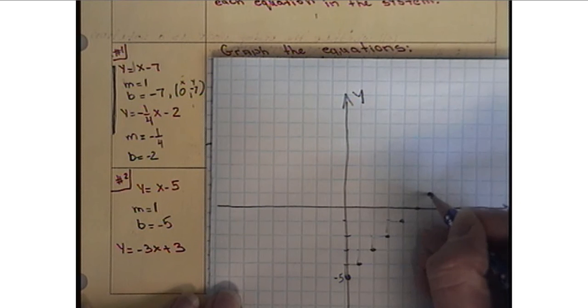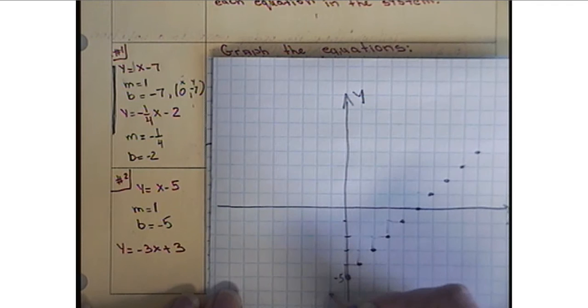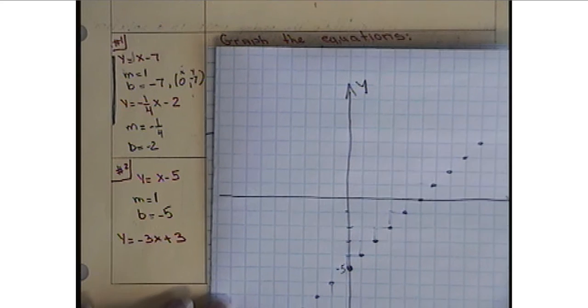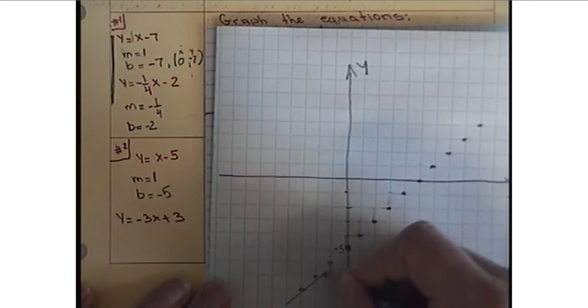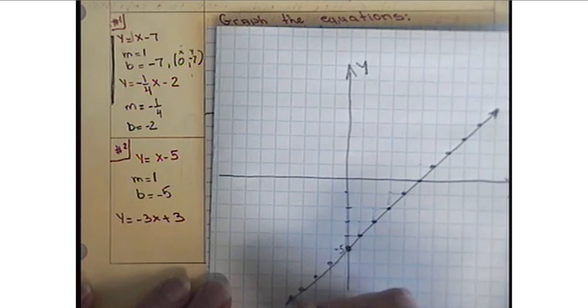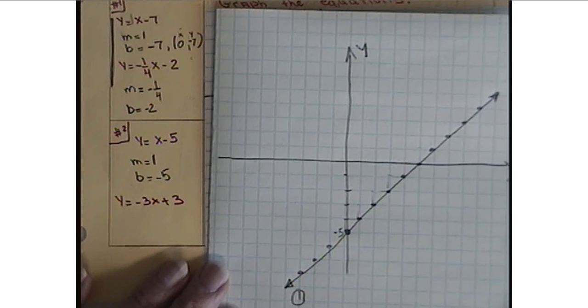You gotta keep going. You need a lot of points here because, again, you don't know where the two lines will intersect, so you want to make sure you have all the points and the solution if there is one. So once you have your points, you connect all the points with a long line, and that will be the first equation on the graph.